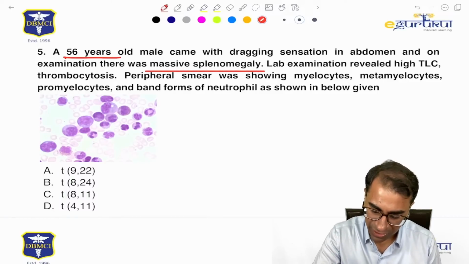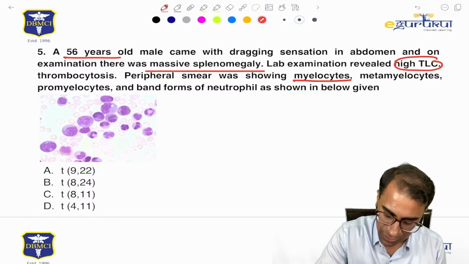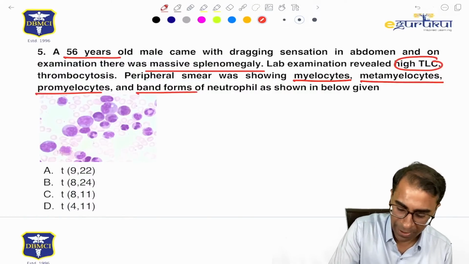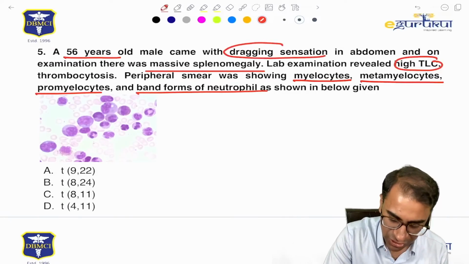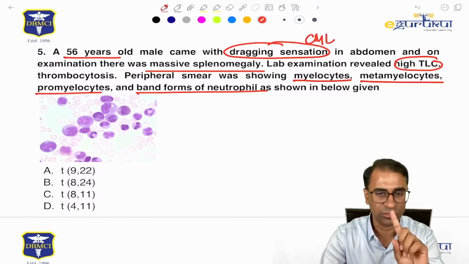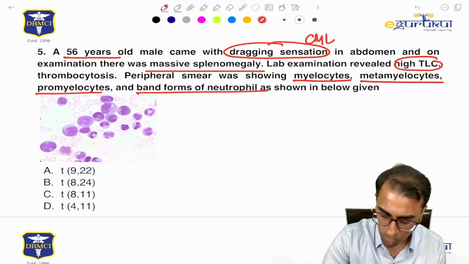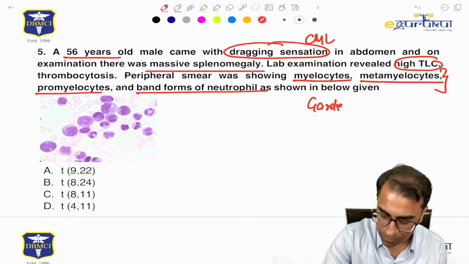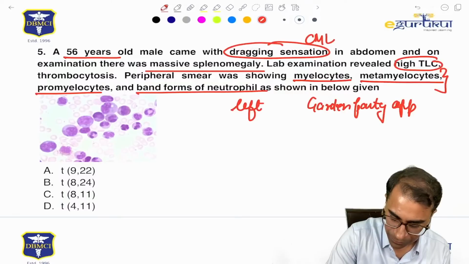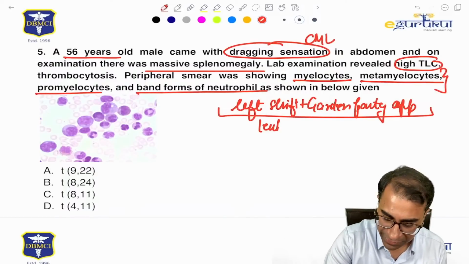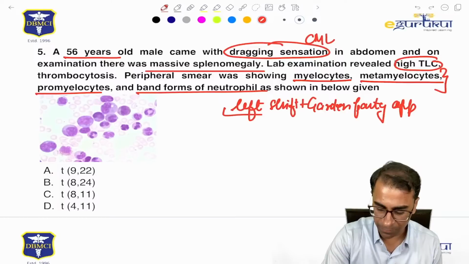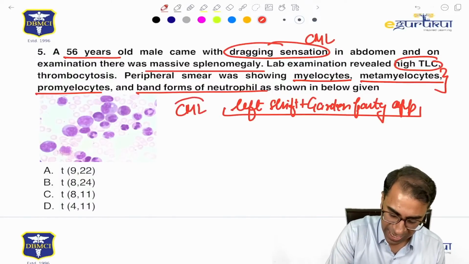A 56-year-old male came with a dragging sensation in the abdomen, and there was massive splenomegaly. Lab investigation reveals very high TLC, and there are myelocytes, metamyelocytes, promyelocytes, and band forms of neutrophils. A 56-year-old patient with dragging sensation: this typical word is used for CML first of all. When you see all these cells, we call it a garden party appearance with a left shift. This whole picture is a leukemoid-like condition, so one of the differentials would be a leukemoid reaction. But in this case, it looks to be a case of CML.